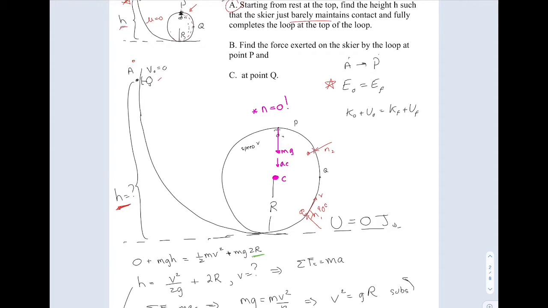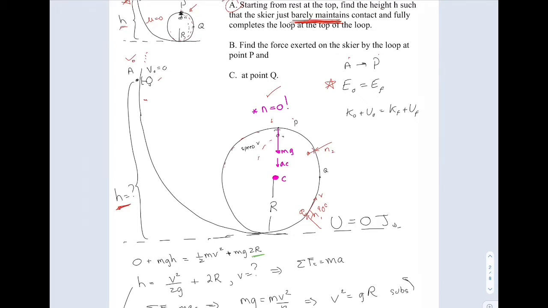Then I'm going from point A to point P. Here's point A, there's point P. And up here, when it says it barely maintains contact, that means the normal force is 0. So if the person was somehow standing on a scale up here, the scale would read 0. They'd feel weightless. If they start lower here, then they wouldn't get to the top and they wouldn't fully complete the loop. Anything higher up here, they would definitely go all the way around, but the normal force wouldn't be 0. So this condition, I'm trying to find that for h.